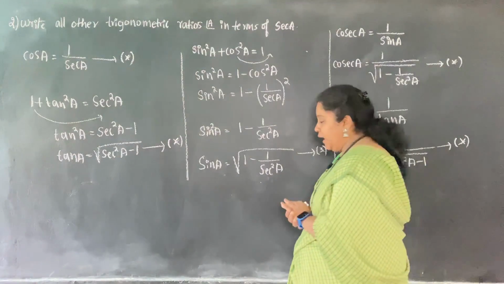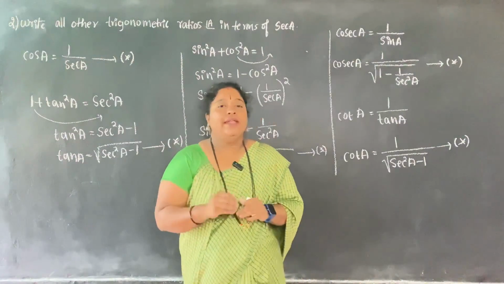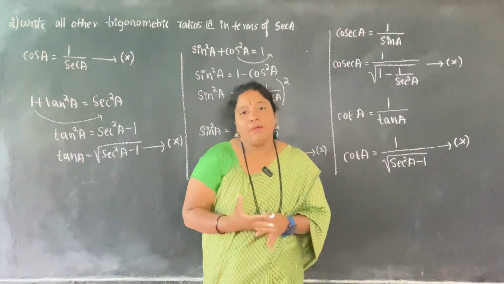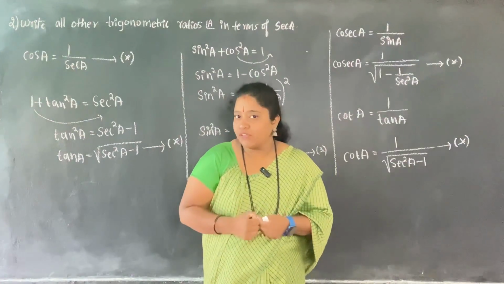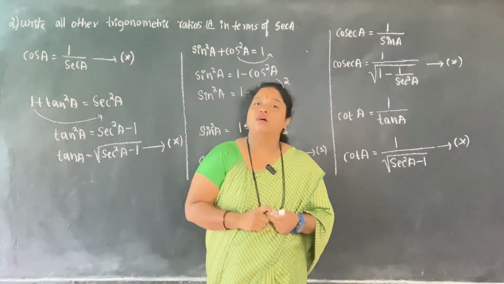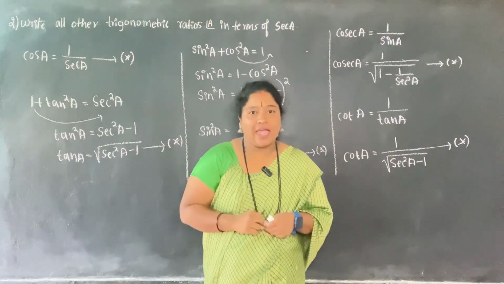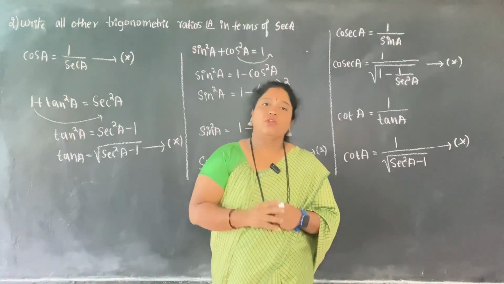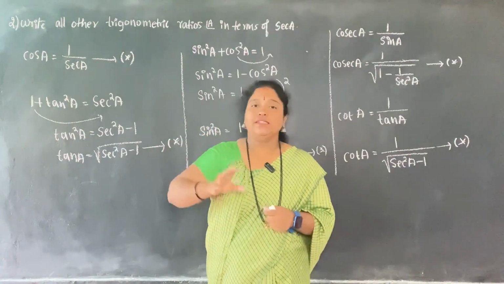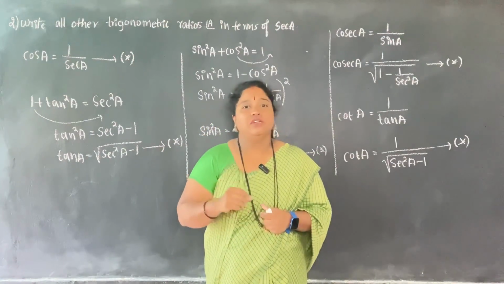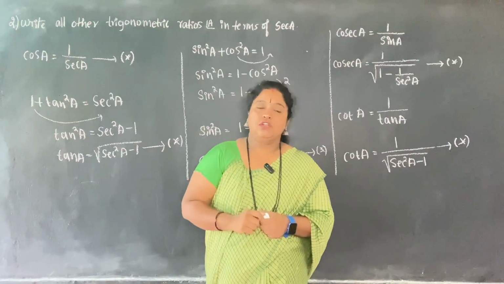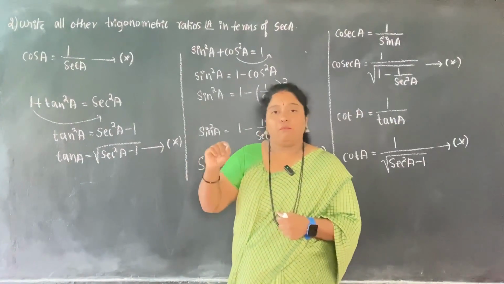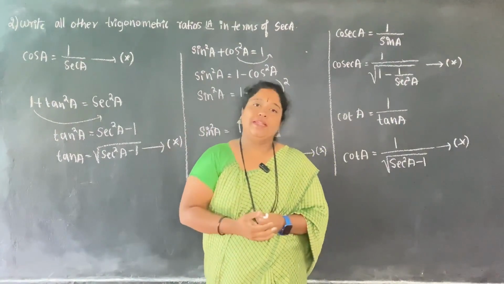Now what you people have to do is try to write all the trigonometric ratios in terms of sine, in terms of cos, in terms of tan, in terms of cosec. Write all these trigonometric ratios in terms of all the other trigonometric ratios and write it in the comment section. So practice the question, and make sure that you know all the identities.